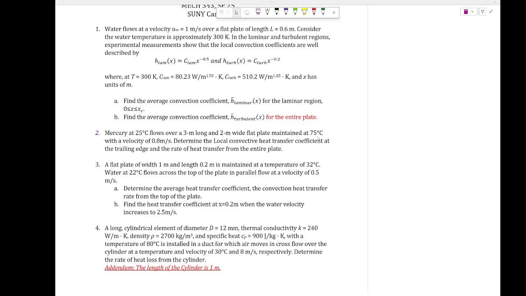You assume the Reynolds number is 5 times 10 to the fifth. Then you use that to solve for the XC problem. This is a similar problem. You have to do integration. We did it in class as well.